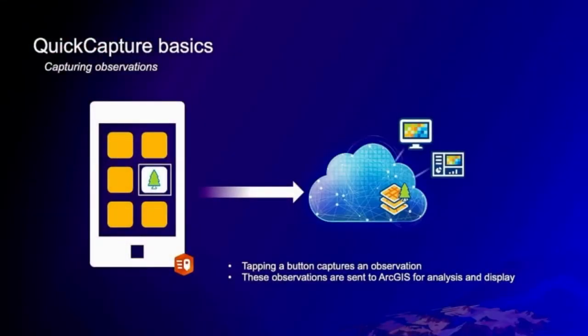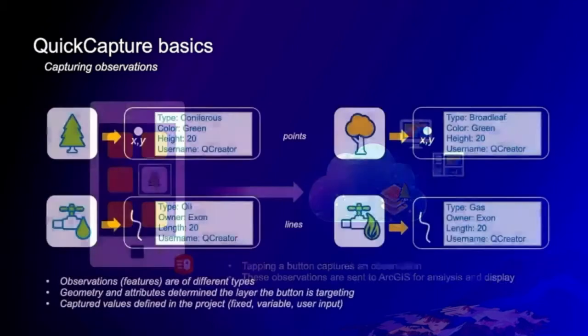In QuickCapture, tapping on a button captures a type of observation. For example, one button could capture an evergreen tree and another a deciduous tree. In ArcGIS, observations are represented as features, and these features are submitted to feature layers. For example, I may have a tree layer, and if I added this layer to a map or dashboard, I'd be able to see all the tree features that had been submitted to it.